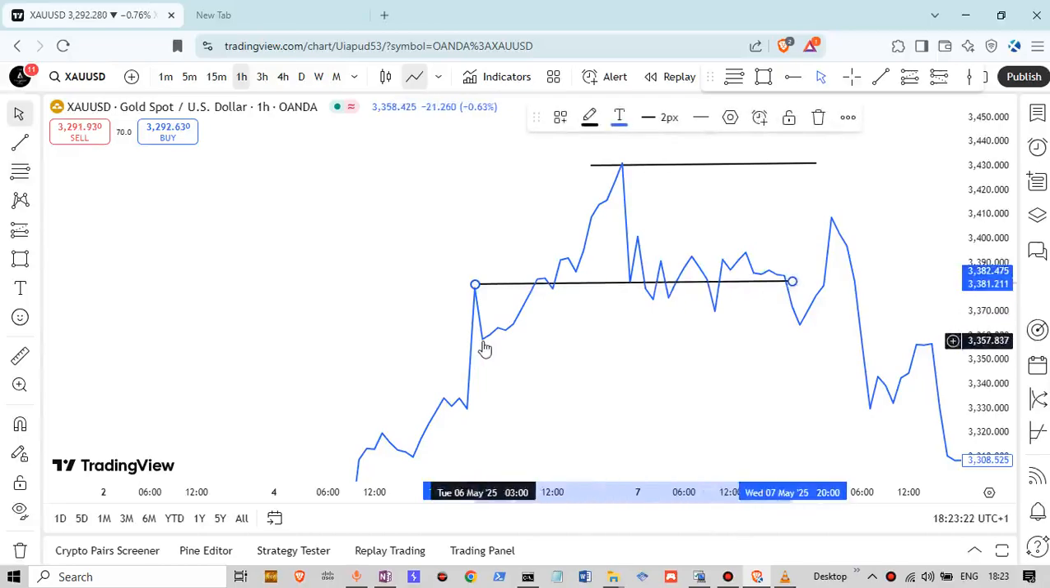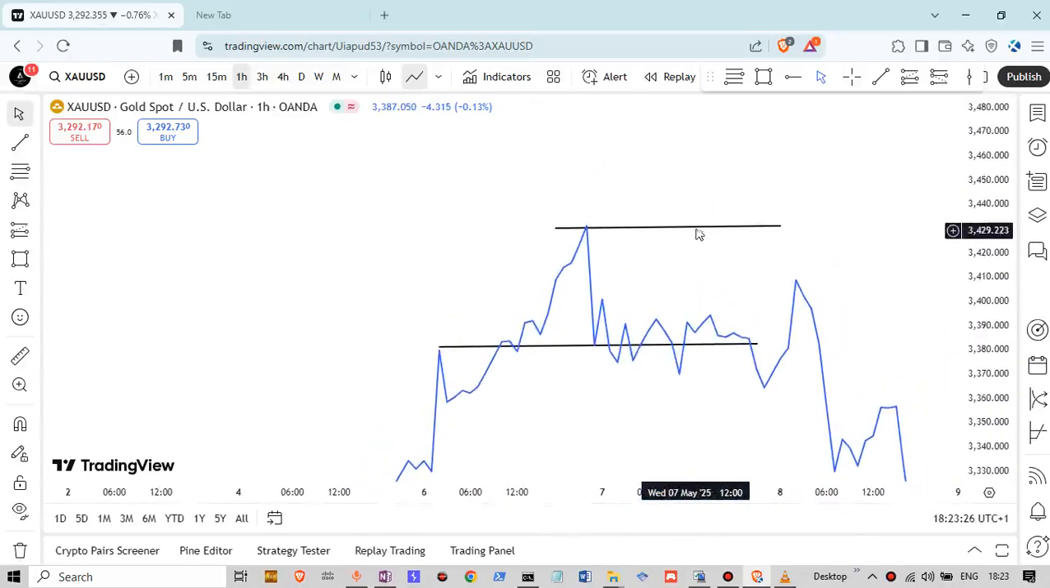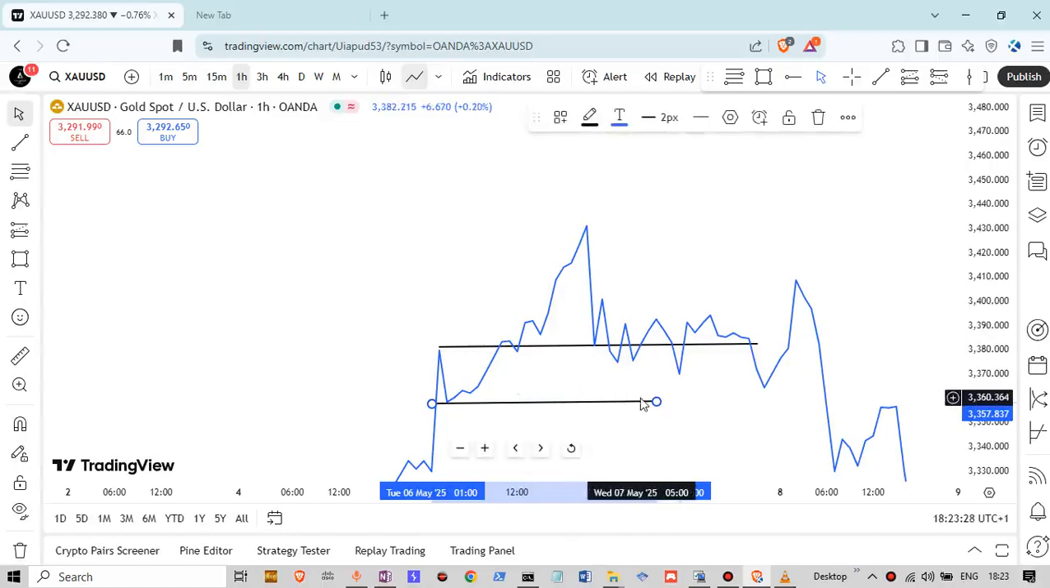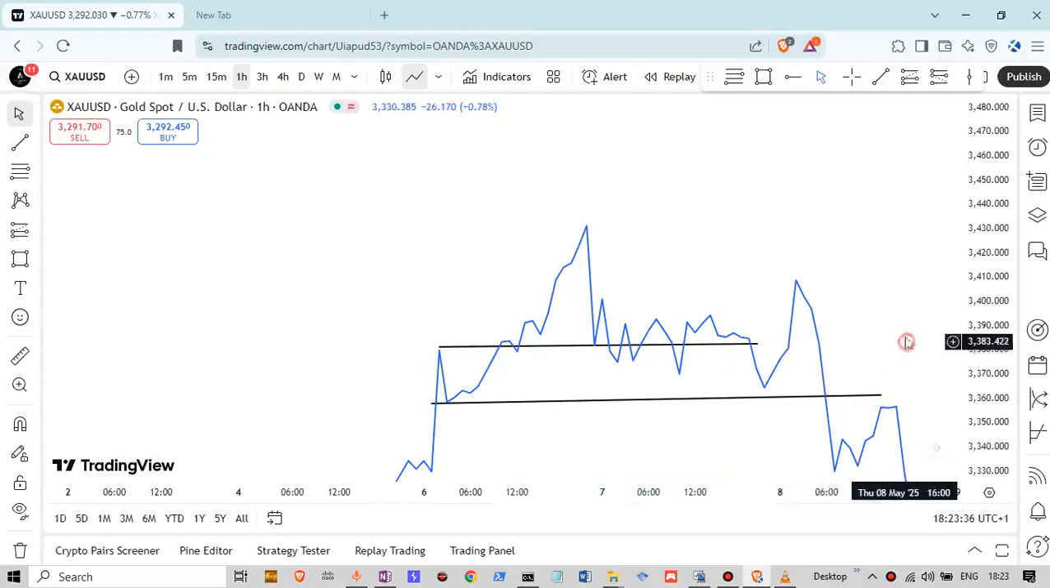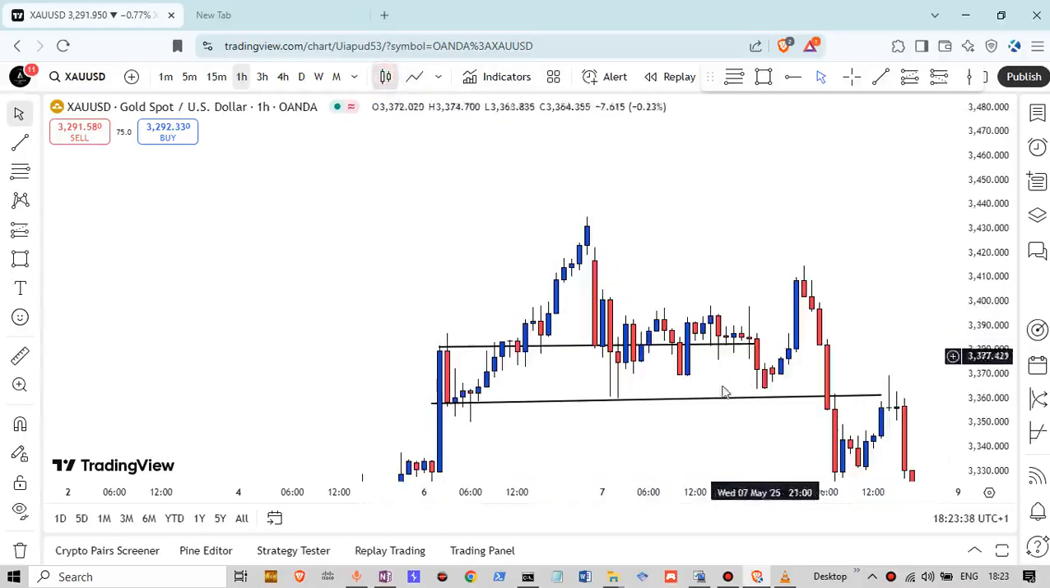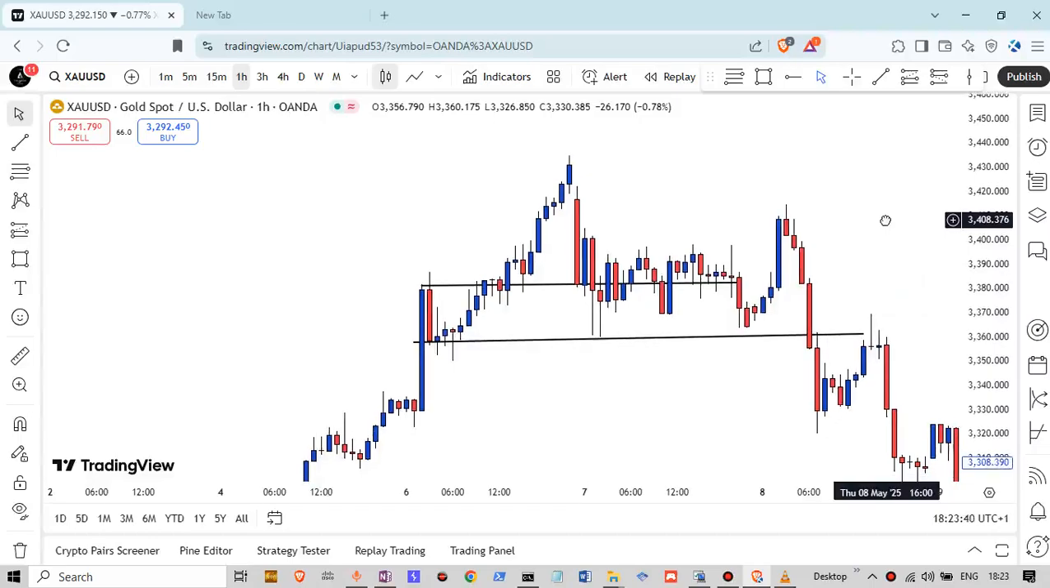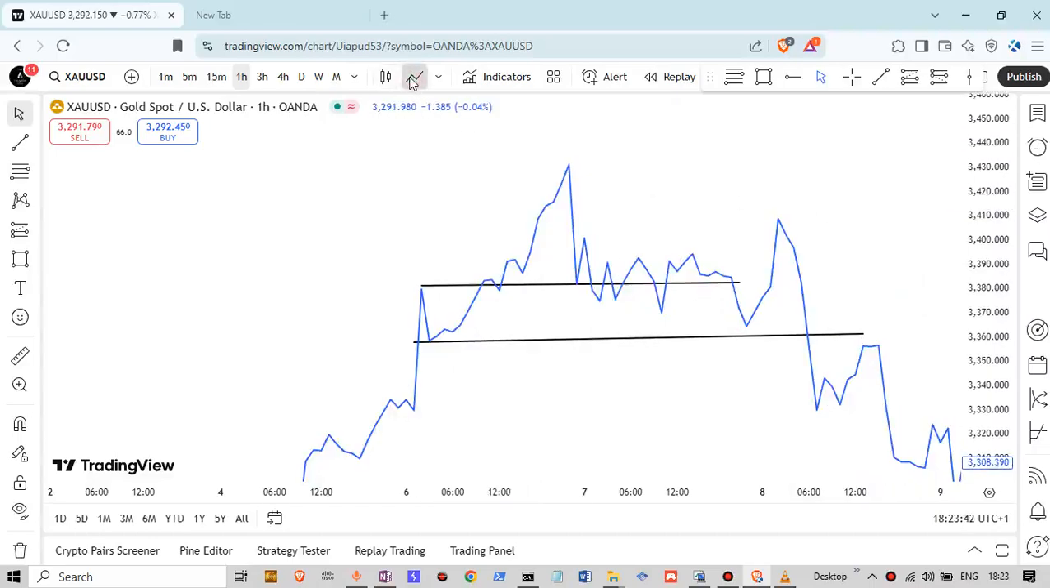Now let's see if this level was broken. This one where my mouse is pointing to. Let's see if that level was broken first. Now, on the line chart, be aware that you will not see certain things that may have been done on the candle chart. For example, let me give you an example. You can see what it looks like on the candle chart. On the line chart, this is what it looks like. So at this point in time, I'm trying to make it as easy as possible.